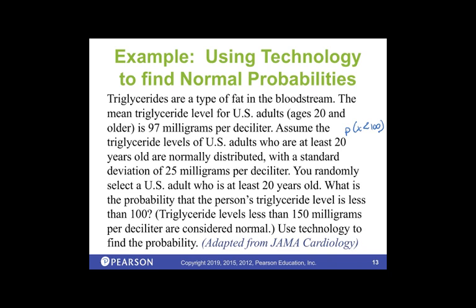So because it's normally distributed, we had an average. The average is 97 milligrams per deciliter, and a standard deviation of 25. It says, what is the probability the person's triglyceride level is less than 100? So same thing, right? Convert this x value to a z-score. Use the z-score to find the probability, and then that probability is going to be the answer.